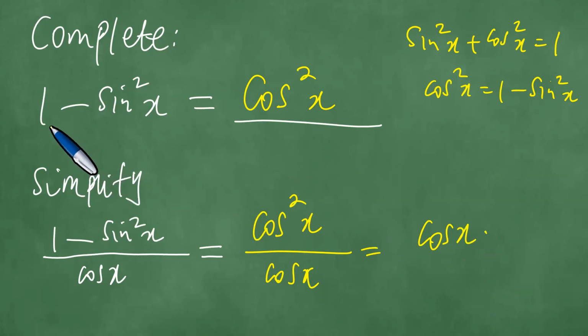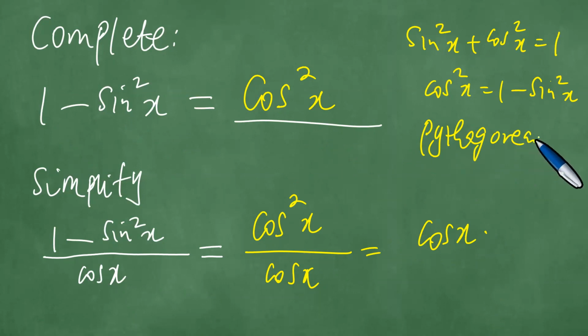Whenever you see 1 minus sine squared, it is equal to cosine squared because of this identity. This is also called the Pythagorean identity.